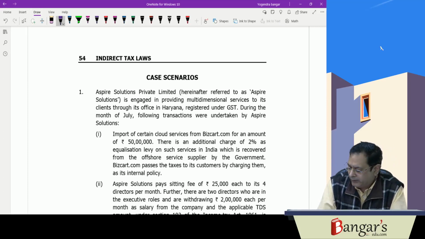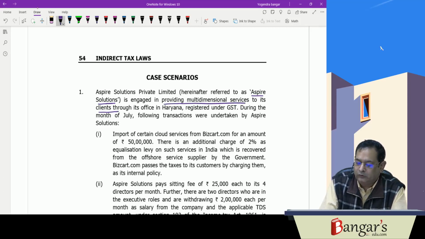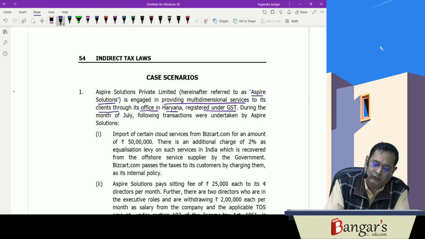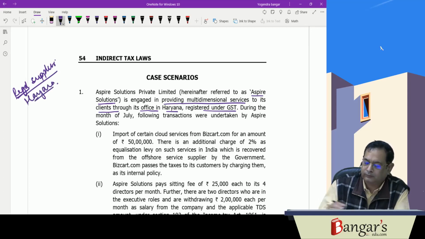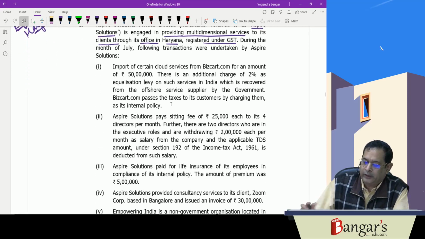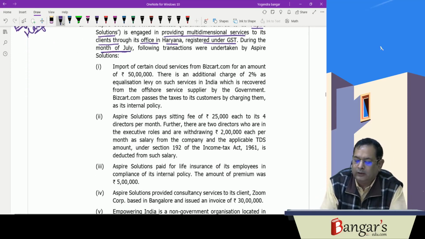Aspire Solutions Private Limited, hereinafter referred to as Aspire Solutions. It's a private limited company engaged in providing multi-dimensional services to its clients through its office in Haryana, registered under GST. So it's a registered supplier of services, and they are registered in Haryana. During the month of July, the following transactions were undertaken by Aspire Solutions.